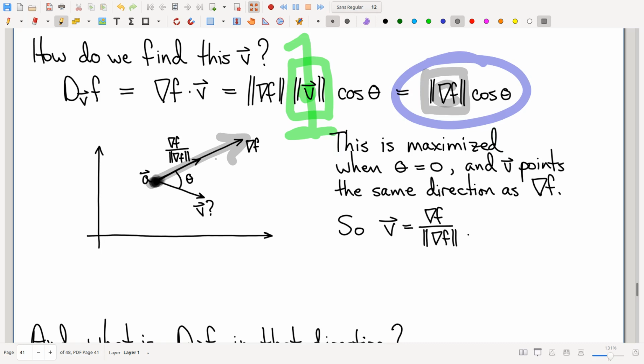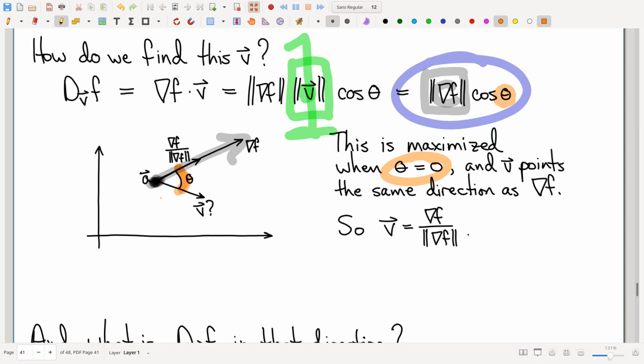Okay, so now, how do I make this expression as big as possible? And this turns into a high school trig problem. I just want to make cosine theta as big as possible. And that's actually pretty easy. The biggest cosine theta can be is 1. And it happens when this angle, theta, right there, is 0. Is everybody on board?